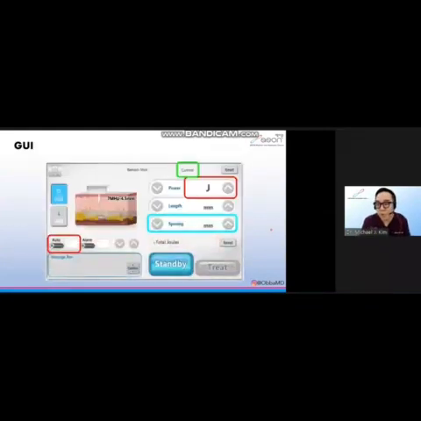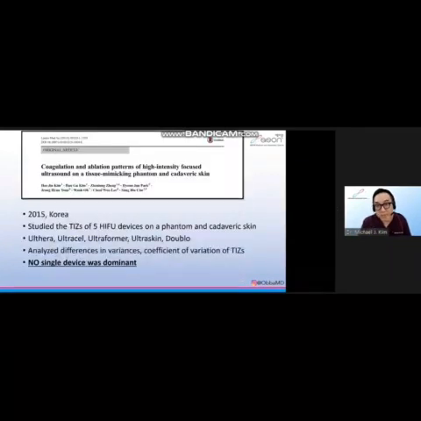This is the graphic user interface. Usually I pay more attention to the current shots, the power, and the auto mode settings. I shortened the length of the line if I'm treating curved TIZs, but there was not a single device that was dominant in the analysis.